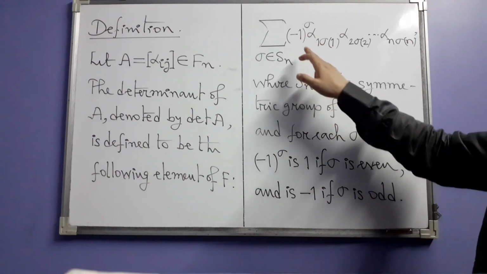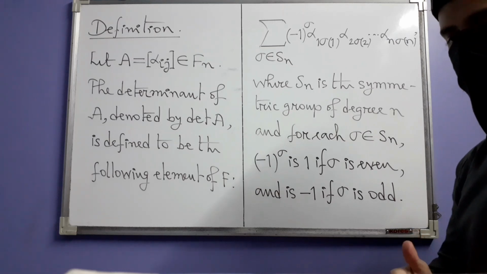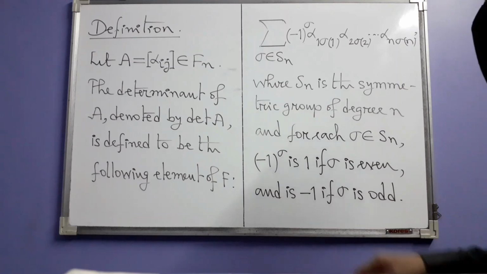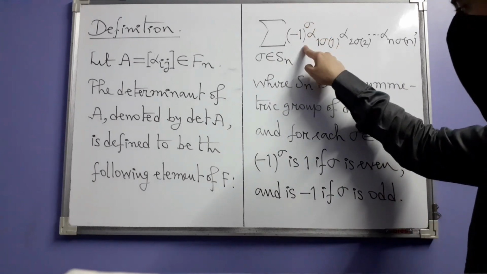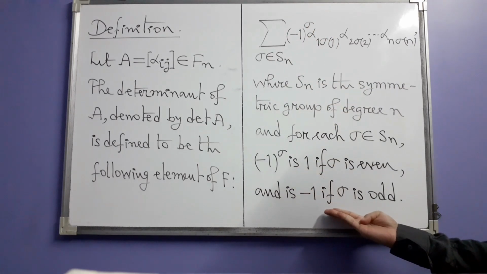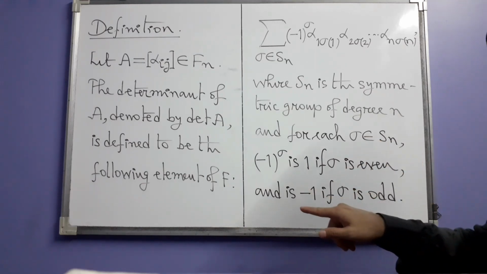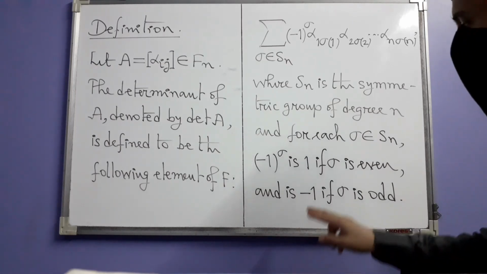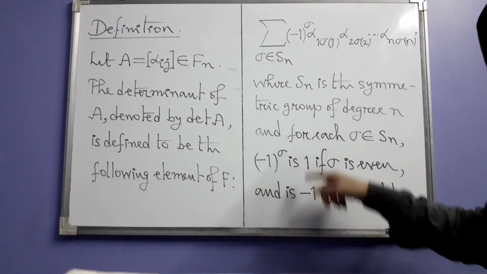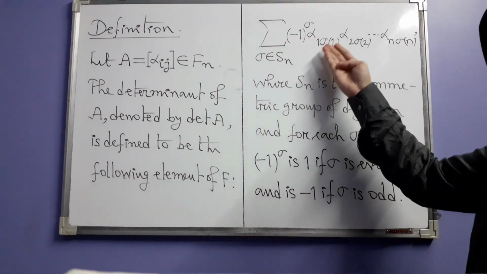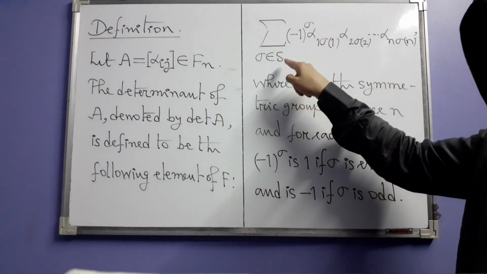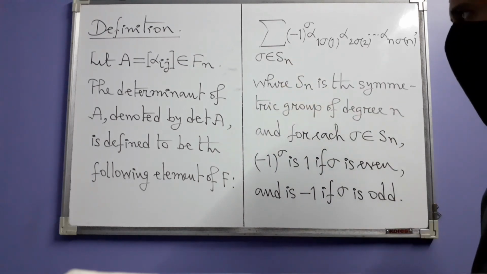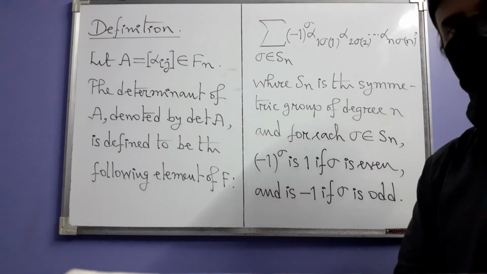It is actually minus 1 to the power sigma, but you should not take it literally. It's not the sigma power of minus 1, that does not mean anything. It's just a symbol whose definition you can find here. If sigma is an even permutation, then minus 1 to the power sigma means 1. That's all. Whereas if sigma is an odd permutation, then it means minus 1. And the sum has as many terms as there are elements in the group Sn, the symmetric group of degree n. So that's what the determinant is.